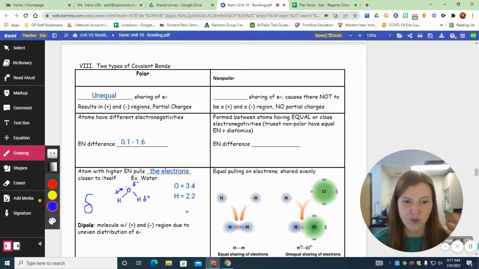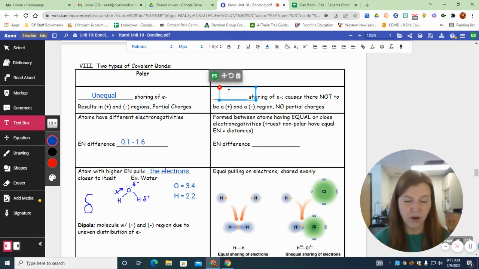That's another way of showing partial charges. So if you're ever asked to show partial charge on something, you can either use the arrows, where you're pointing the arrow towards the atom that is more electronegative, or you can use the partial negative and the partial positive. You'll see both, okay? When we have equal sharing, that would be called a nonpolar covalent bond.